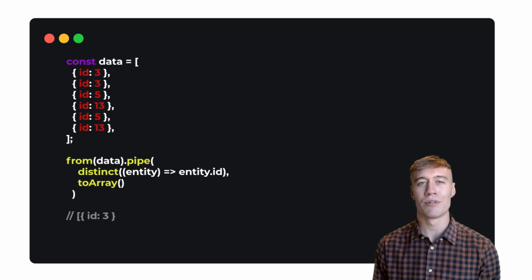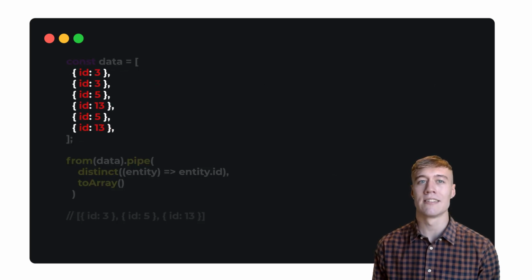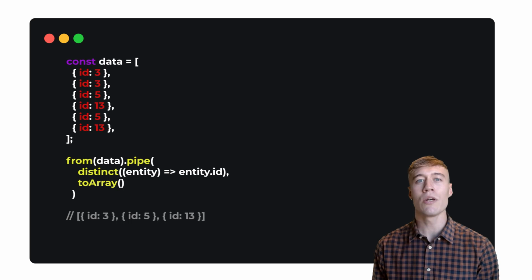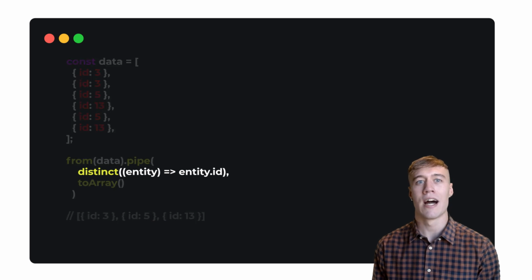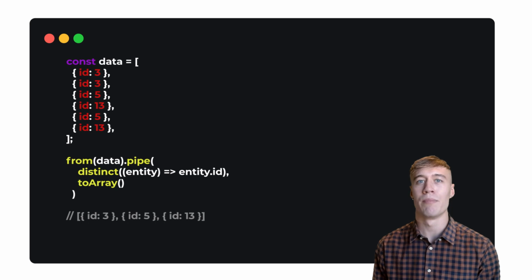In the next example, there is some legacy data that contains several repeats. I only want one of each entity, so I filter based on the ID property. In the distinct function block, I access the ID property value, and distinct will compare each item based on that value.